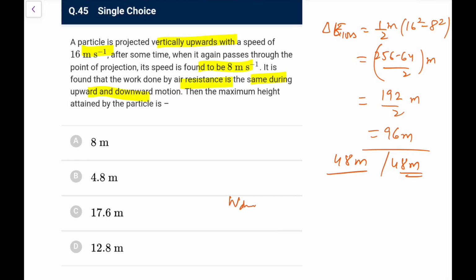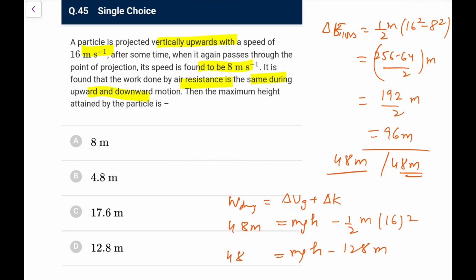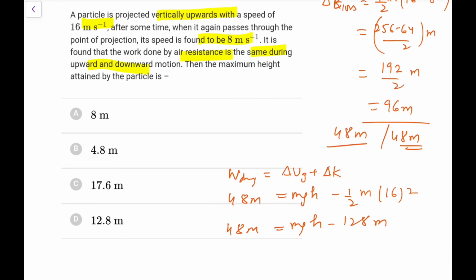So going for the upward motion, we can say the work done by this drag or resistance force would be delta Ug plus delta K. Delta Ug is the gain, that is mgh, and delta K is the loss. That loss will be equal to minus half m into 16 square, and this work done is 48 m. So it is mgh minus 128 m, that is equal to 48 m. So what we are left with, 128 minus 48, that is 80 m equal to mgh. So here h comes out as 8 meter, taking g as 10. So go for option A here. So that is the answer here.